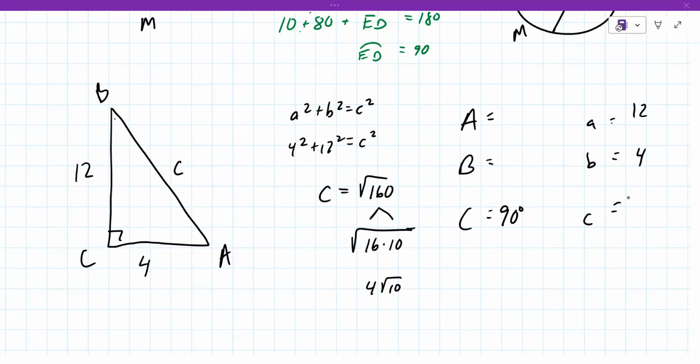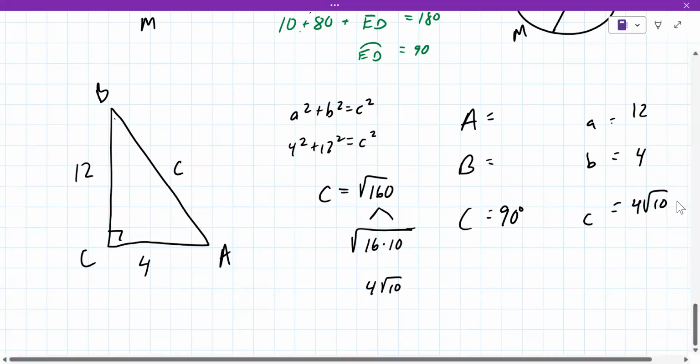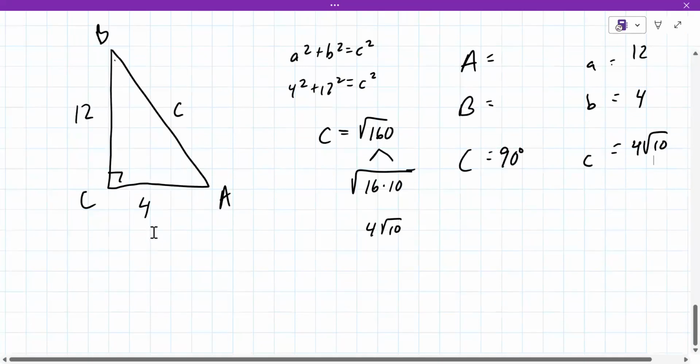All right, so that's all the sides. To find the angles, you have to use sine, cosine, or tangent. To find angle A, you actually can use any of them because you have all three sides. So do you have a preference?